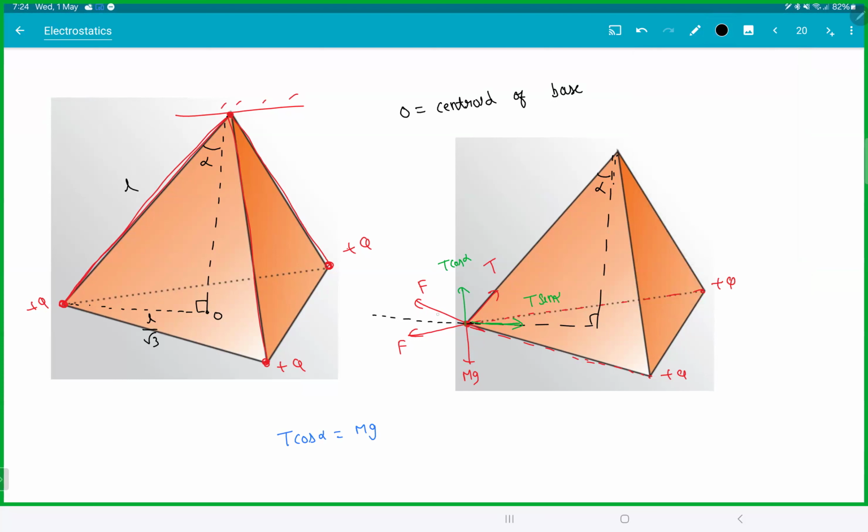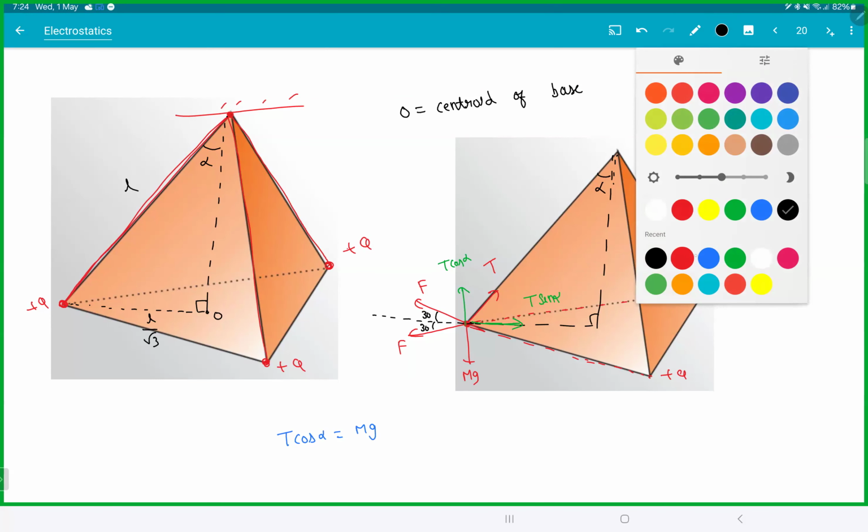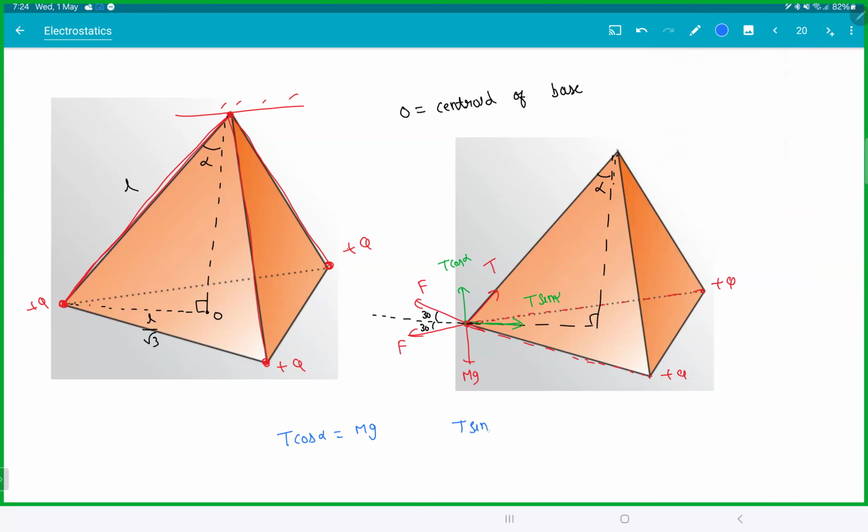The centroid will divide that line in the angle of 30 degrees. Don't forget that. So that horizontal tension T sine alpha will balance F cos 30, where the value of F is KQ square by L square. What do you want to find? Tension, no? Square them and add them. So T square would be mg square plus 2F cos 30. So that is F root 3 squared. So from there we'll get the value of tension. Looks like I don't need to find the value of alpha in this case.